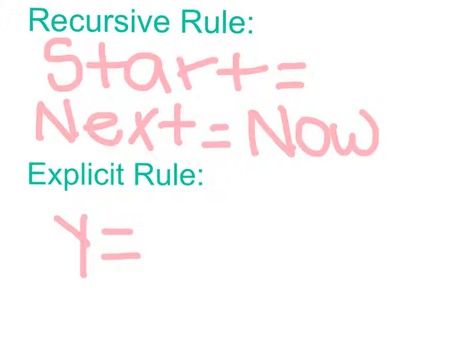The recursive rule for this pattern is a now next equation. So the start would be 6, because that's how much money she's raised before she's ran any laps. And the now next equation would be next equals now plus 6, because that's how much money she gets each lap ran. For the explicit rule, it's going to be in y equals mx plus b form.